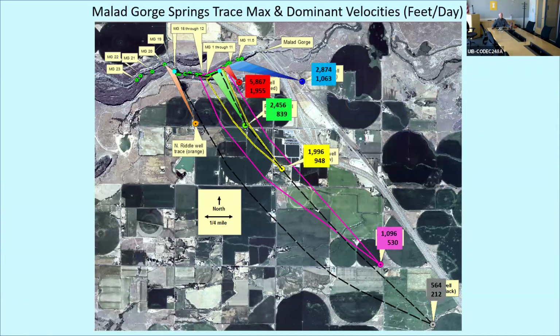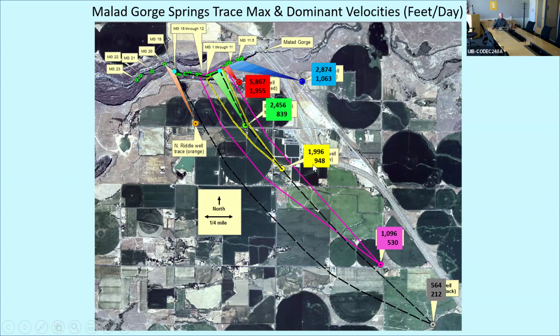These are groundwater velocities for some of those traces, maximum velocities on top and dominant velocity underneath. I don't know if you can see that, but our first trace, we had 5,800 feet per day units, groundwater velocity, and that was the maximum. The dominant velocity based on the peak was close to 2,000 feet per day. And you can see this one's 2,400 and 839.